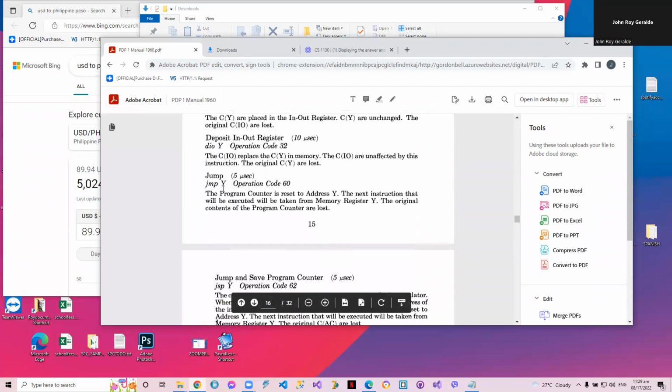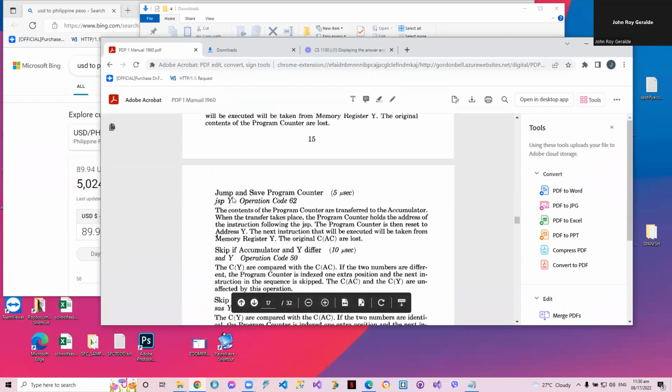Jump. This is the exact equivalent of the unconditional jump. In the IAS you say jump M of y, and in the PDP-1 you say jump, JMP y. Jump and save accumulator is one of the legacies of the PDP-1, which means you can do a call and then return back to where you jumped off.